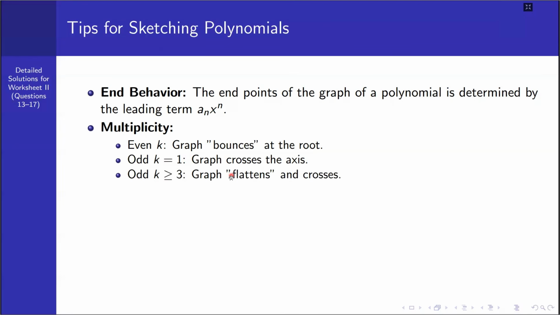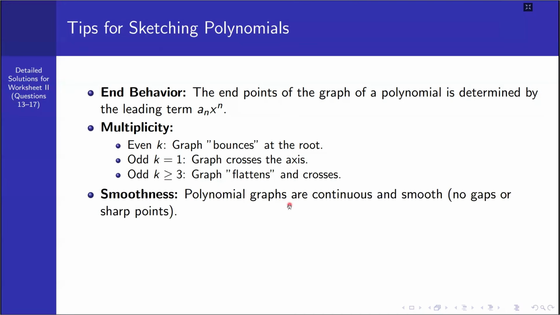When it is odd and greater than or equal to 3, it flattens, whether coming from below or above, it becomes very flat, or simply wide. And smoothness is a basic property of the graph of a polynomial function. It is smooth, that means polynomial graphs are continuous and smooth, that means the graph doesn't have any gap, sharp point, or even any hole, because it is a smooth, continuous curve.